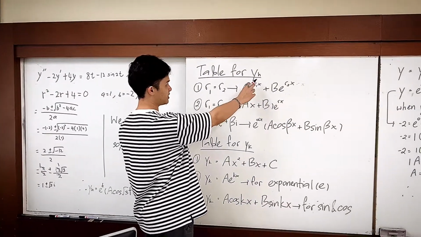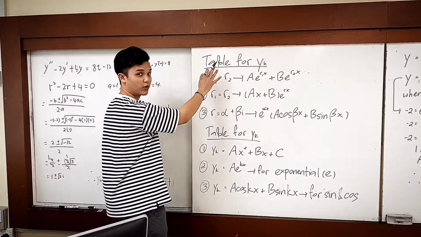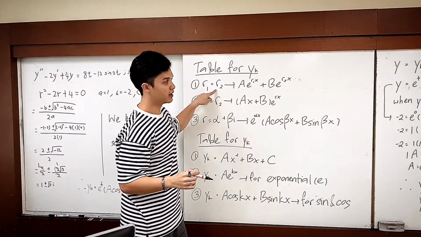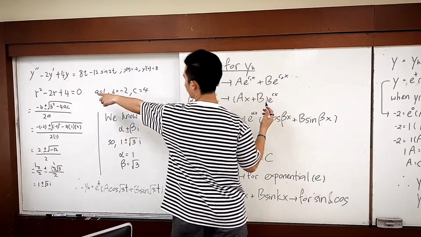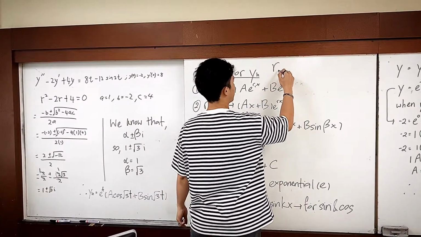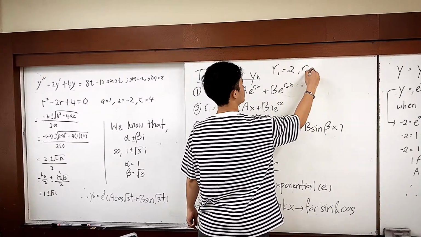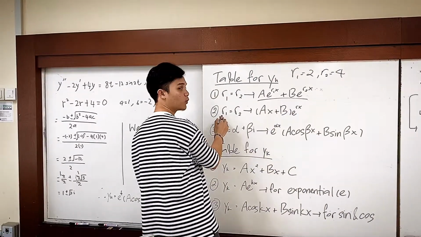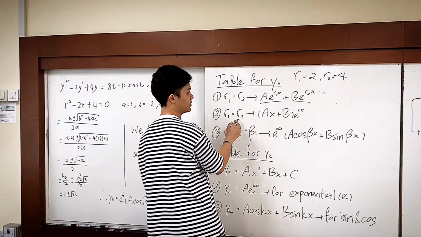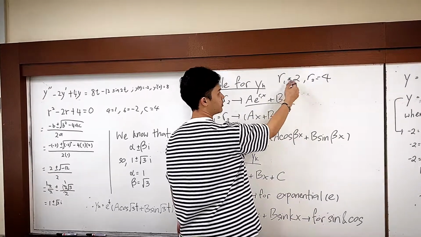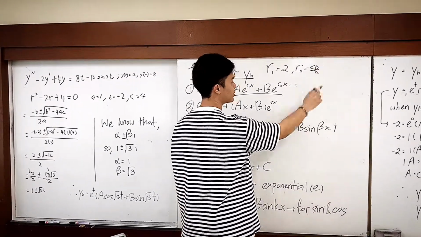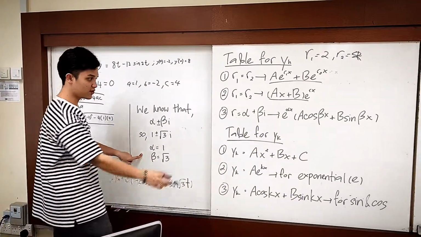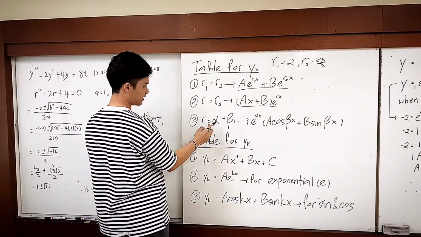Let's go to the table. This is the table for YH and also YP, but we look for the YH first. First case, if R1 is not equal to R2, for example R1 you get 2, R2 you get 4, so you have to use this one. Second case, R1 equal to R2, like maybe R1 equals 2 and R2 also equals 2, so you have to use this one. But in our case, it's gamma and beta, so we have to use the third case.